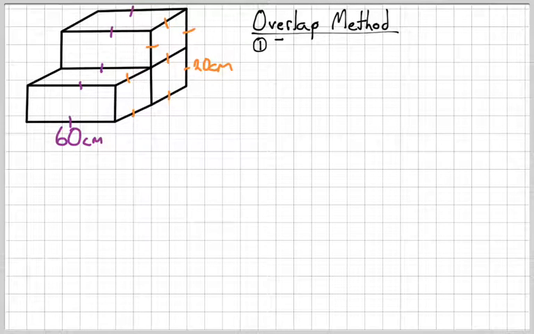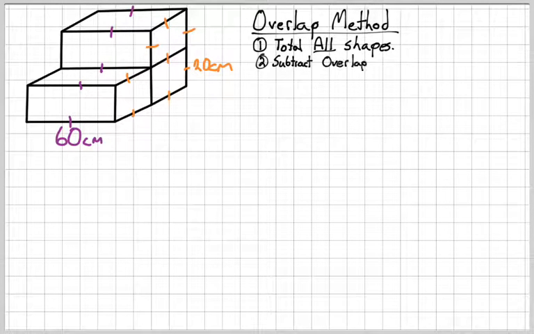We're going to go over the overlap method for calculating surface area of composite shapes, including right rectangular prisms. So the first step for our overlap method is to calculate the total surface area for each individual shape. And the second step is to subtract the overlap, so where two faces meet.